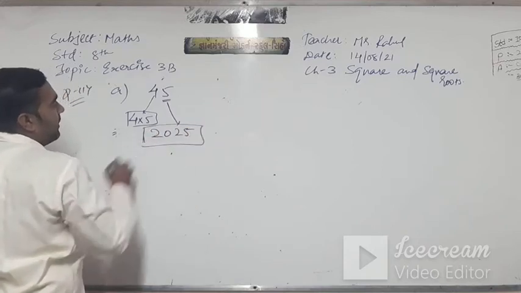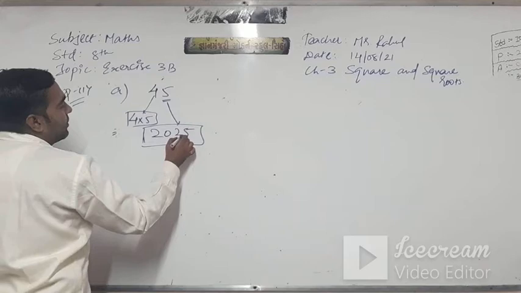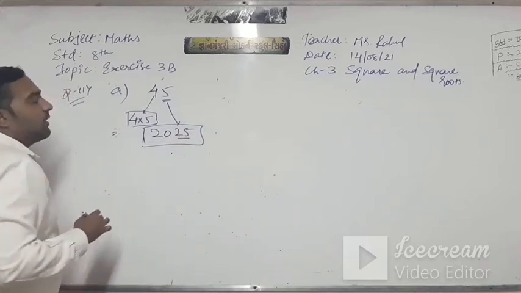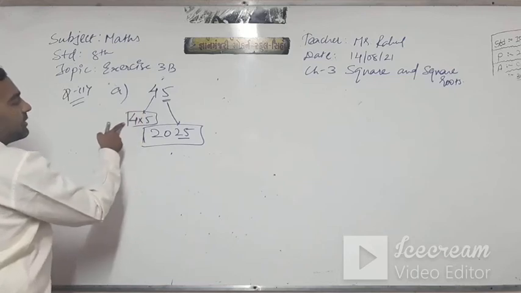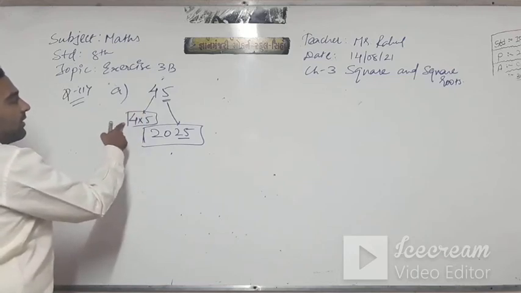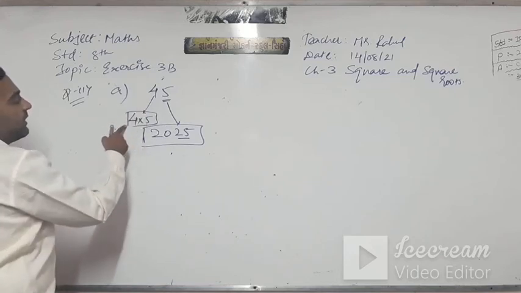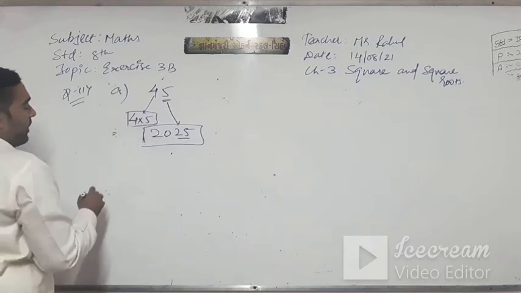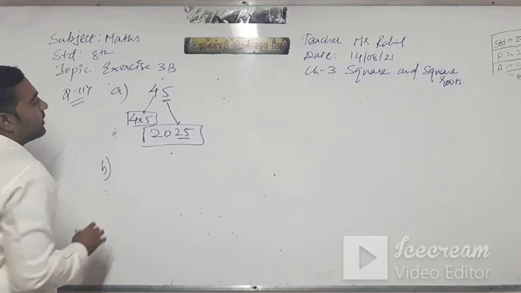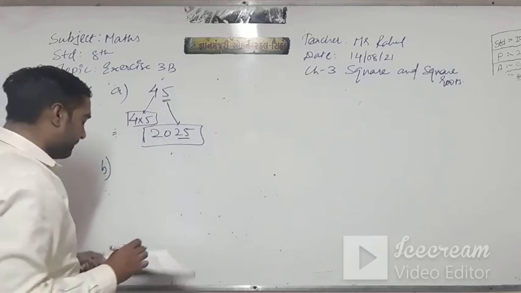So your answer will be 2025, right? 5 square is 25, we put 25 at the last. After that you take the consecutive number of the given number. The consecutive number after 4 is 5, so 4 fives are 20. Then the answer will be 2025.